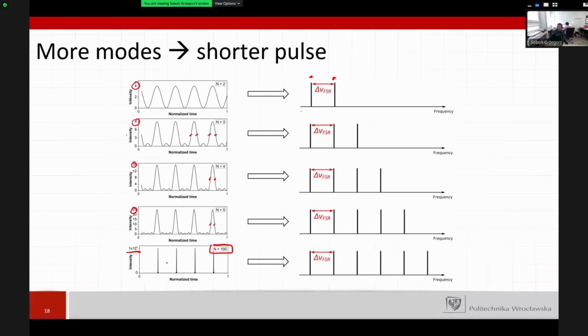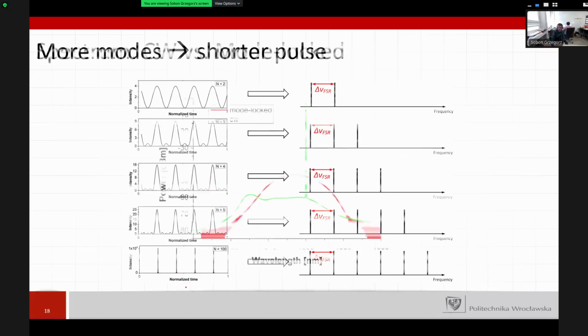So it means that if we synchronize the phases of a larger number of longitudinal modes, then we have a shorter pulse and a higher intensity, higher peak power here. And we can actually go up to really short pulse durations.